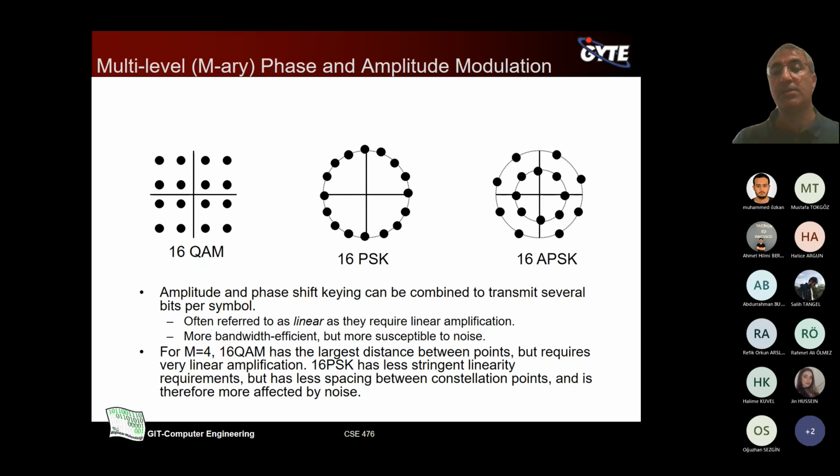So compared to this, 16 QAM has the largest distance between points. So that's why it requires very linear amplification. But 16 PSK has a less stringent linearity, but has less spacing between constellation points. Therefore, the 16 PSK is more affected by the noise.